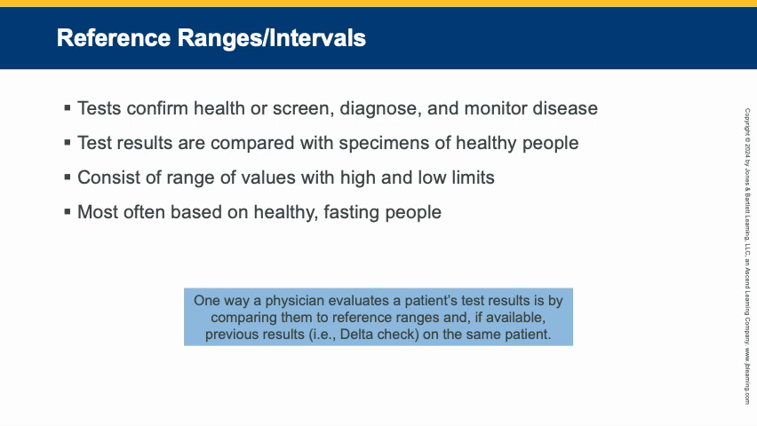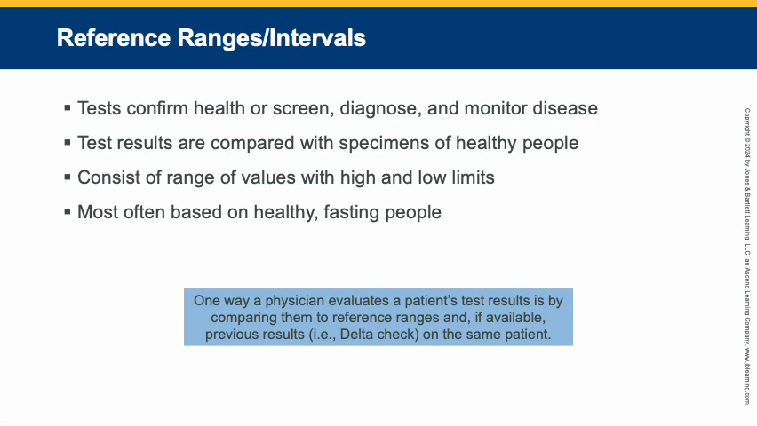So starting out with the references. Most tests are performed to confirm health or to screen for or diagnose or monitor somebody's disease. To be properly evaluated, these test results need to be compared with results of expected healthy individuals. So that is how they know whether a result is low or high based off of comparing it with healthy individuals, what their results would be.